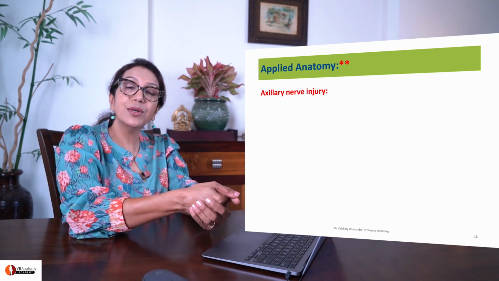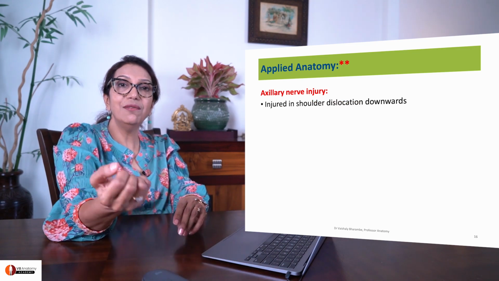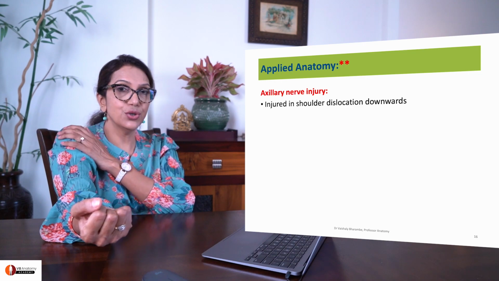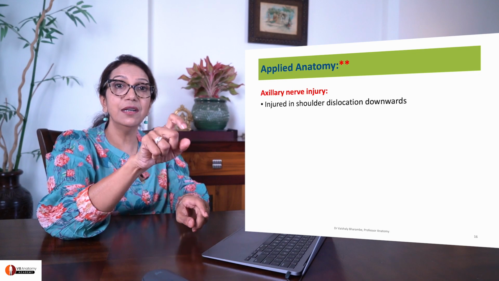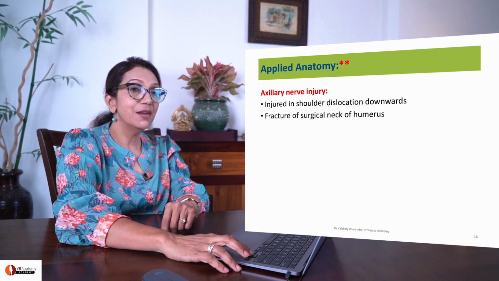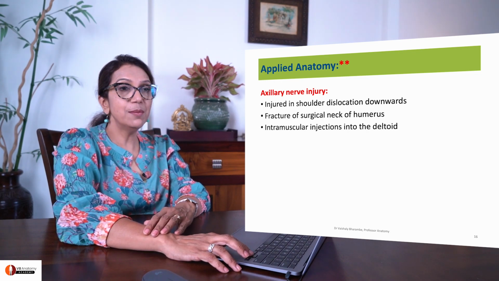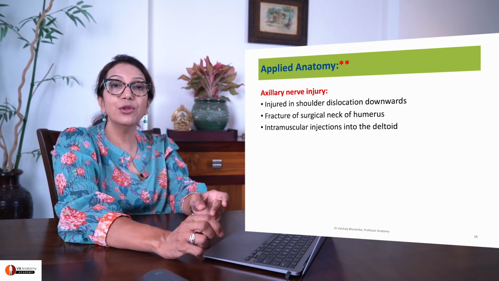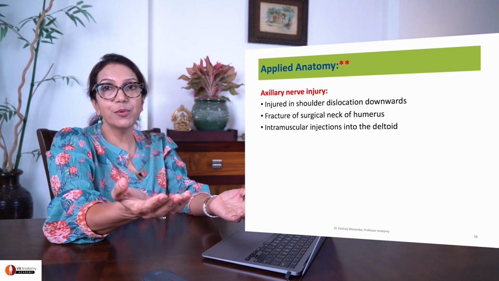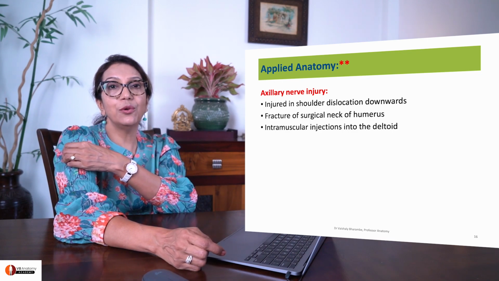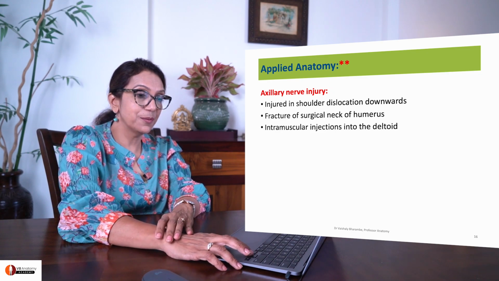What is the applied importance of axillary nerve? There is a lot of applied importance. Whenever you have a dislocation of the shoulder, the head of the humerus actually compresses the axillary nerve in the quadrangular space. Fractured surgical neck of humerus, again axillary nerve is damaged. Intramuscular injection, sometimes an over-enthusiastic and low-knowledge medical student or medical professional might inject into the deltoid in such a way that they would end up damaging the axillary nerve.